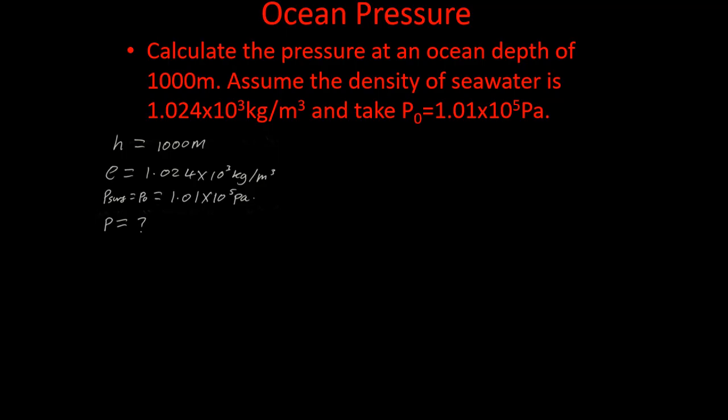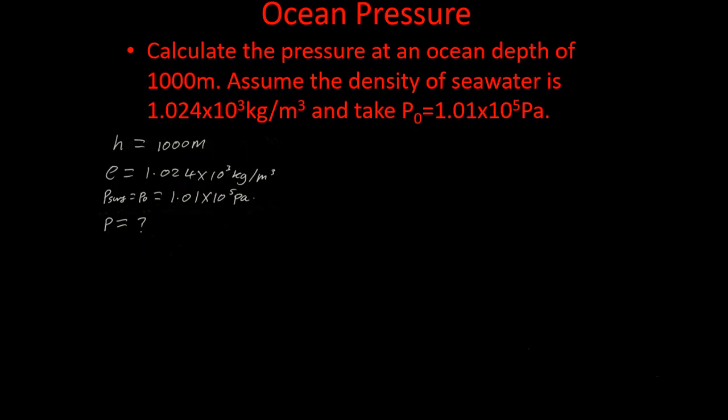So what have we got? We've got a height of 1,000 meters, a density of 1 times 10 to the 3, and a surface pressure of 1 times 10 to the 5. And we want to find the pressure at some height. So this is always a good idea: write out the variables that you have. So the height we want to find, that is 1,000 meters. We know this. Here's our density, here's our surface pressure. What's the pressure that we want? You know what you want to get to, you know what you have.